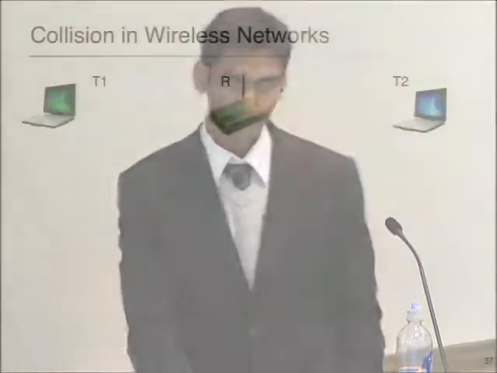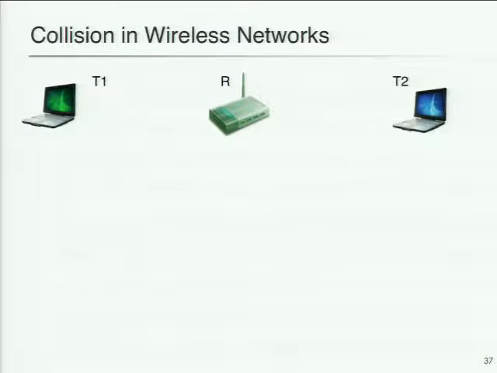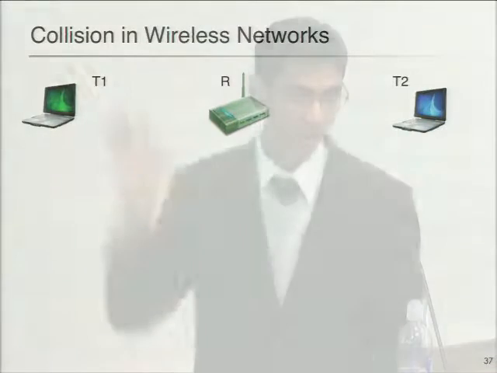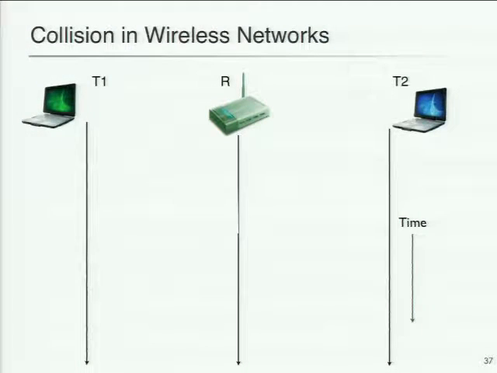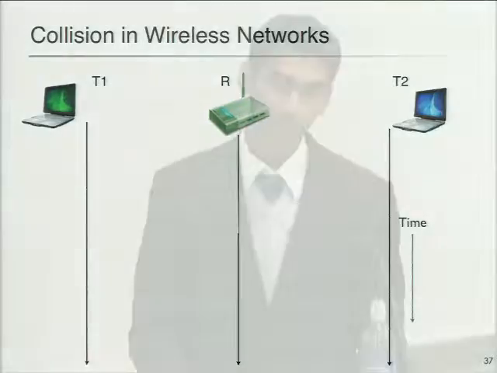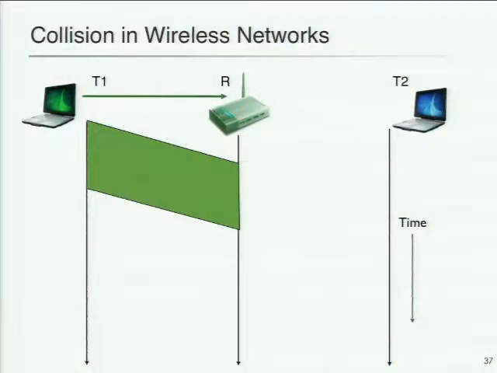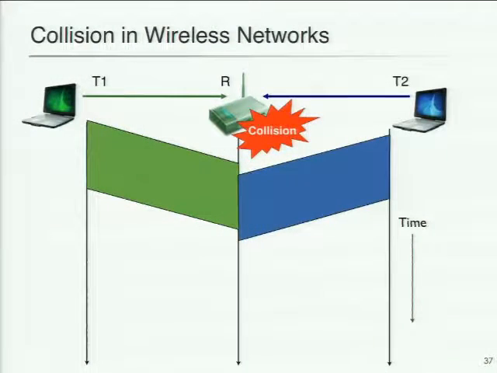Let's look at the anatomy of a wireless collision, how it happens when it happens. Let's say T1 and T2, these two laptops, are associated with the access point R, and they want to talk to R. Let's look at a sequence of transmissions with time on the vertical axis. T1 wants to talk to R, and let's say it starts talking to R. T2 cannot hear T1. It also decides to talk to R. It starts in the middle of T1's transmission, causing a collision at R.